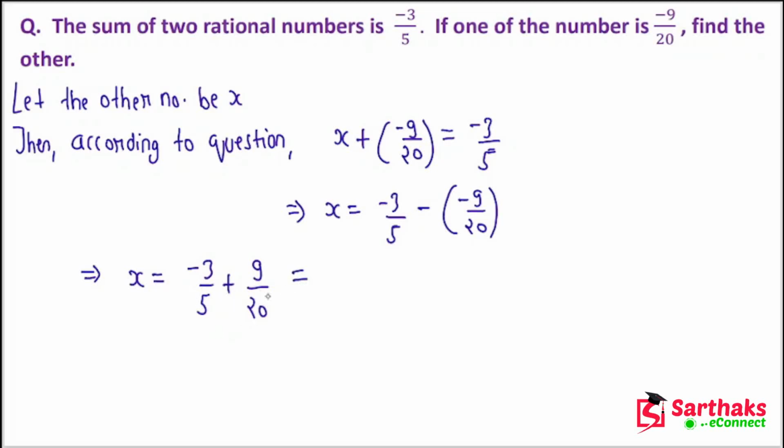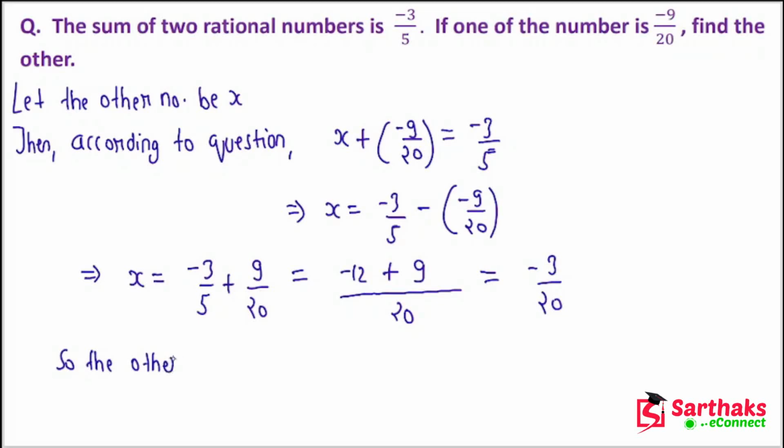Now again it has become a problem of addition of two rational numbers with different denominators. So we can take the LCM of 5 and 20, which comes out to be 20. To make 5 into 20, we have to multiply 5 by 4. So 5 into 4 equals to 20. So minus 3 into 4 equals to minus 12. Since here it is already 20, so we have to write 9 directly. And we will get minus 12 plus 9, which is equals to minus 3 upon 20. So the other number x is minus 3 by 20.